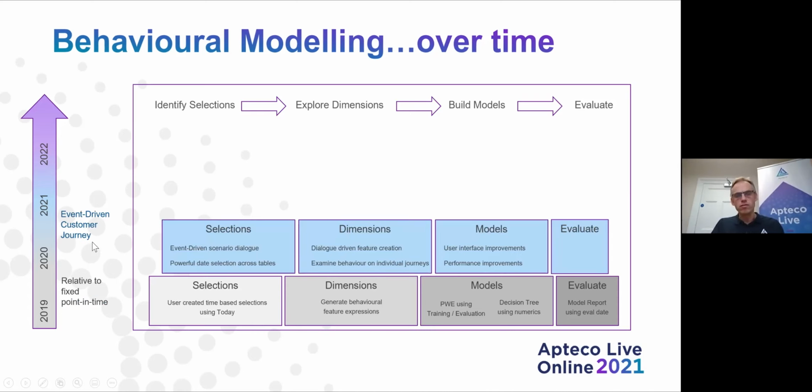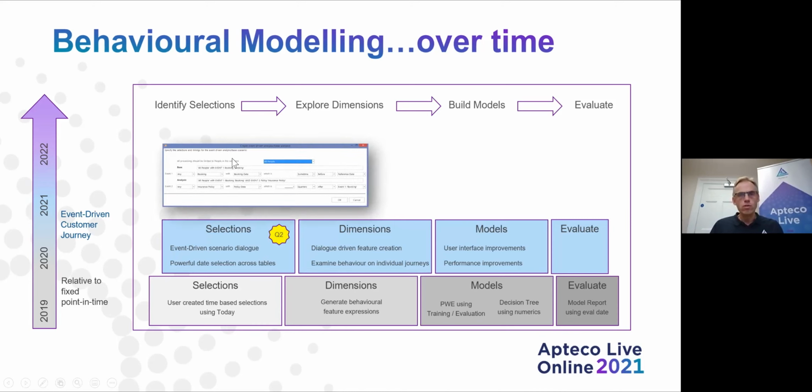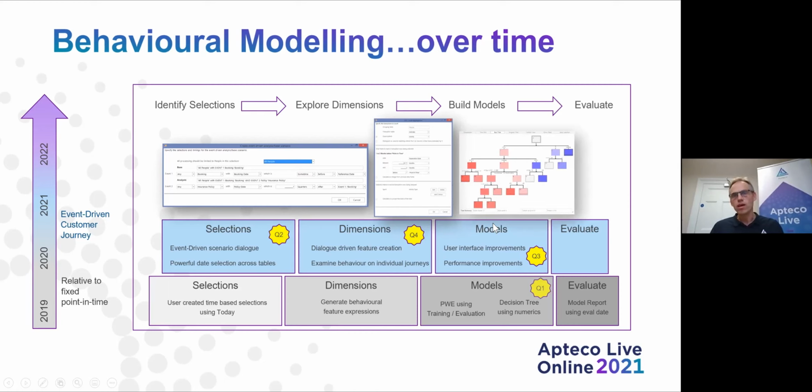The main focus of last year has been the event-driven journeys, using different time points for each customer, depending on when the event happened for them. So Q2 introduced the dialogue for creating the journey selection. Q3 focused more on some performance improvements. Q4 coming out soon enables you to create the features more easily and adds a few different types. And actually it was Q1 that introduced the decision tree support.